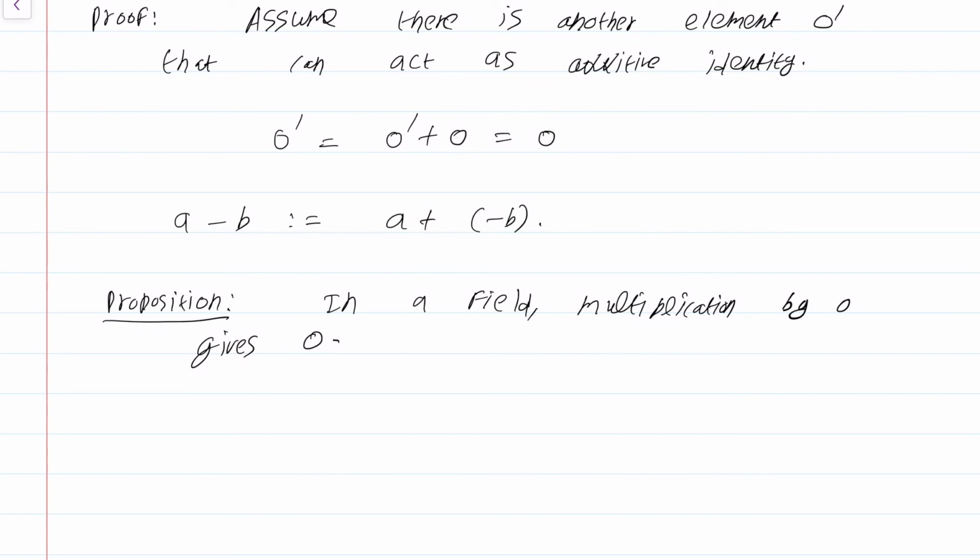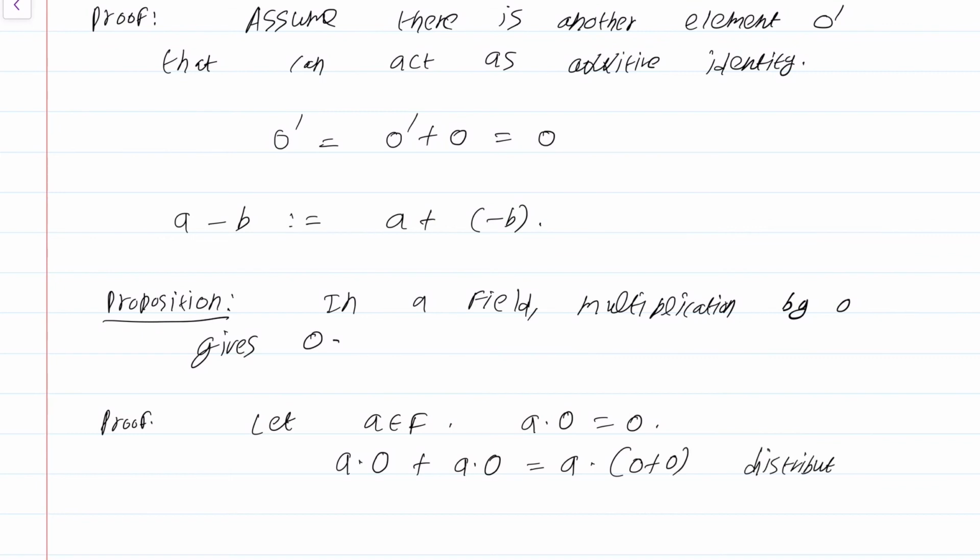So, proof: let a be an element of F. We want to show that a dot 0 is 0. Again, note that for multiplication I'm using dot notation. a dot 0 plus a dot 0 is actually a dot (0 plus 0). This is by distributivity.